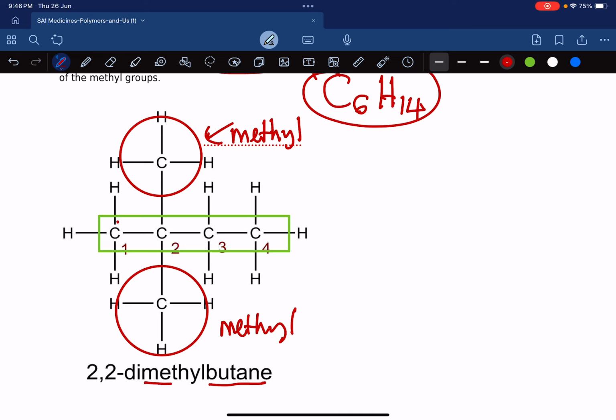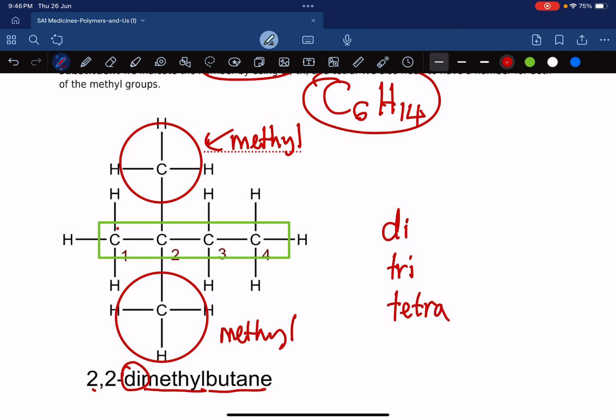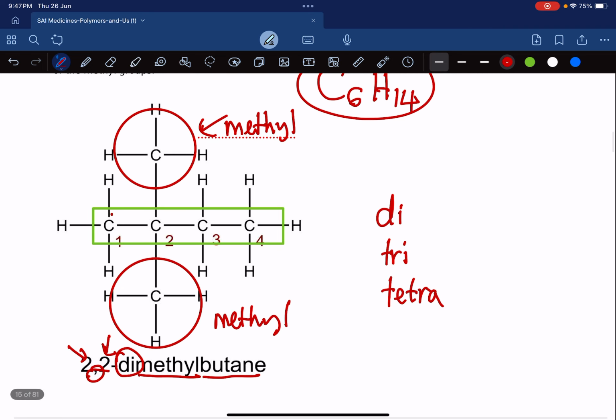There are 2 methyls, so we put the word di here. We don't put mono. Di, tri, tetra. I don't think you ever come across penta and so on, but di, tri, tetra. And then we are telling the whole wide world there are 2 methyls. The first methyl is at number 2. The second methyl is also at number 2. So it's called 2, comma. So between one number and another number, we put a comma. Okay, 2,2-dimethylbutane. That's what it is.